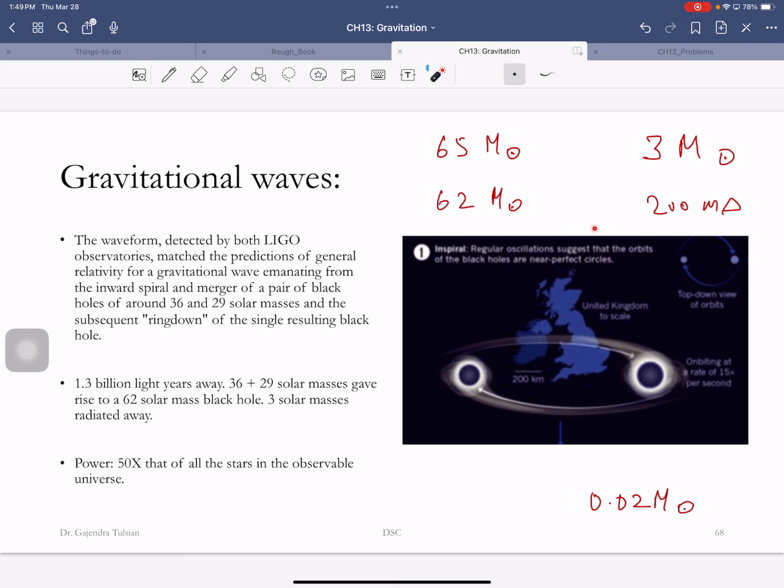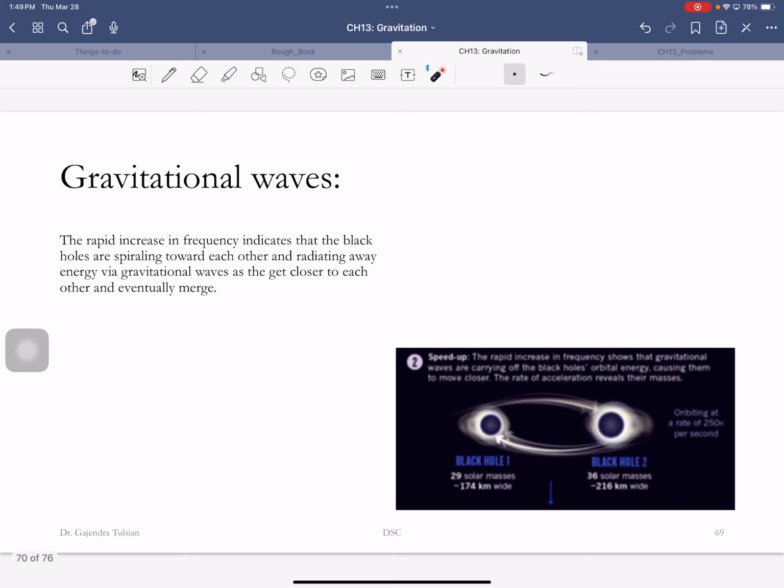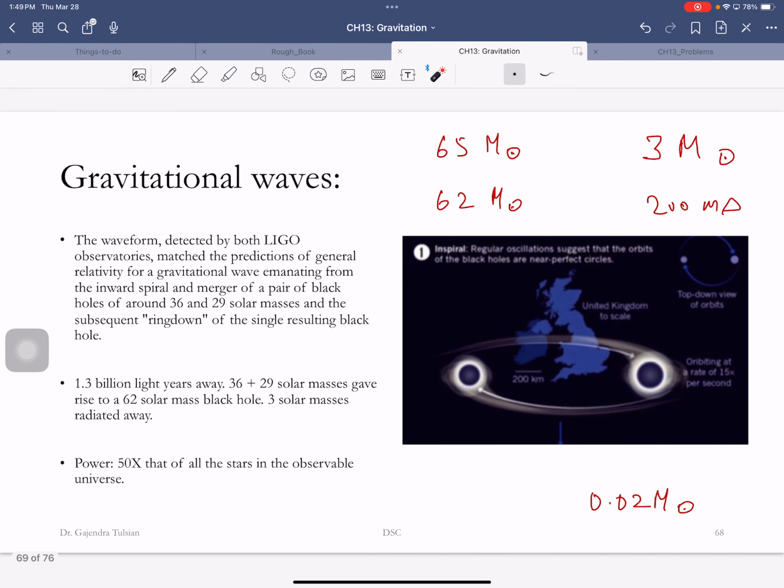So the amount of energy radiated for those 100 milliseconds was 100 times greater than the energy emitted by all the stars in the universe. Let me restate that. The energy radiated in the last 100 milliseconds was 100 times greater than the energy emitted by all the stars in the universe in those 100 milliseconds. And we barely detected it.